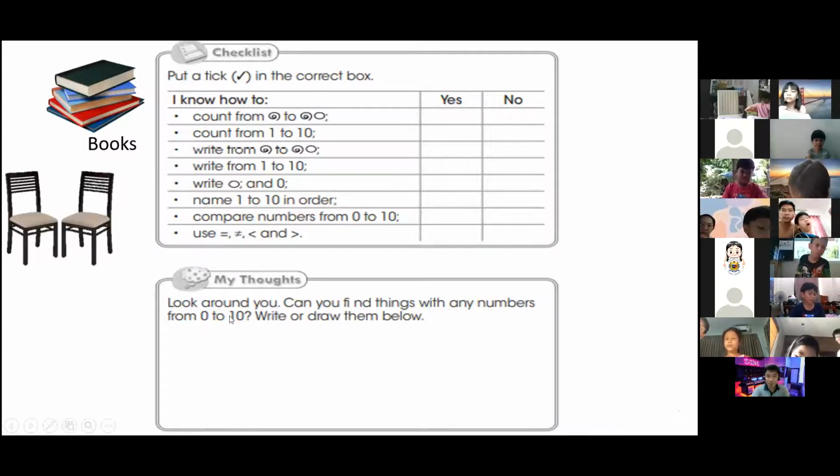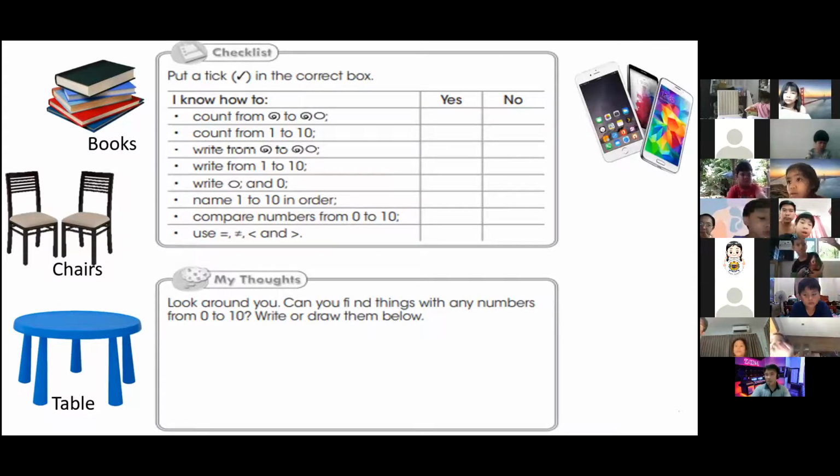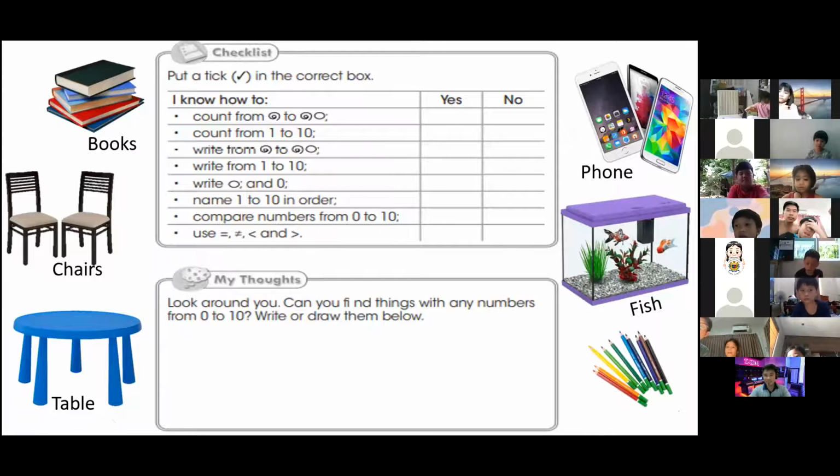And then you can take a photo of this one only and send it in our Line group. So these are chairs. And if there are no books and no chairs in your house, just draw a table. It's very impossible that you don't have a table in your house. If you don't have a table, cell phone. Maybe you have 3 cell phones, 4 cell phones, you can draw cell phones here, okay? And if you don't have a cell phone, fish. You can draw a fish here inside. Or pencils, colored pencils, okay? So you can draw here.